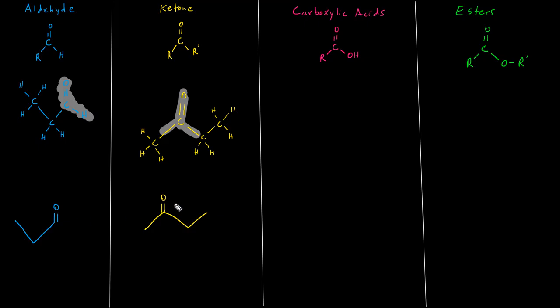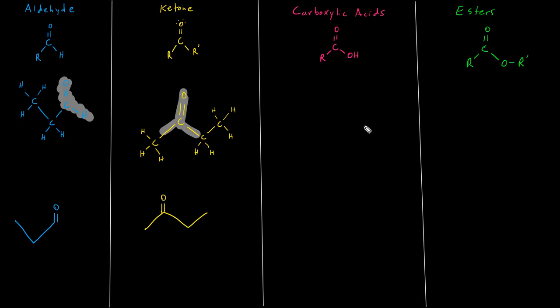The main difference between a ketone and an aldehyde is that the ketone is going to have the double bond oxygen in the middle of the chain somewhere, whereas the aldehyde has it at the end of the chain. Also, quick reminder, remember these oxygens do have 2 lone pairs of electrons. They're just not shown usually in organic chemistry.